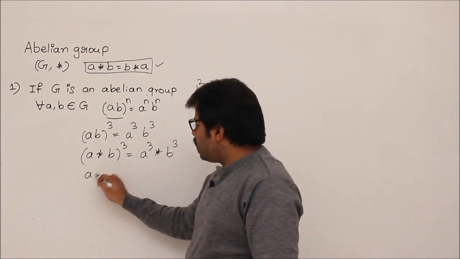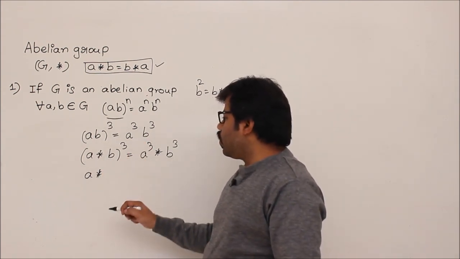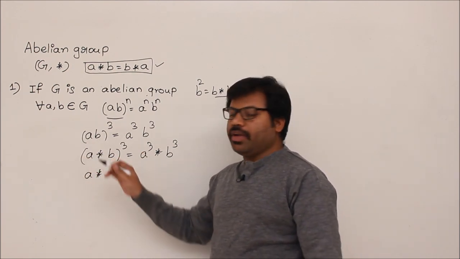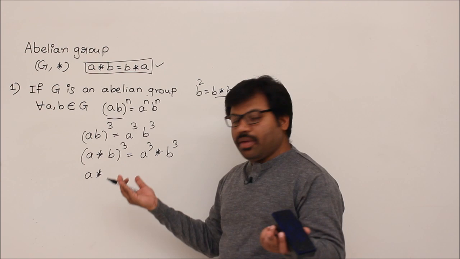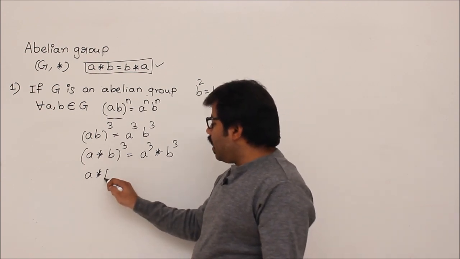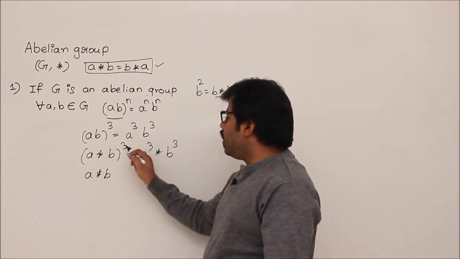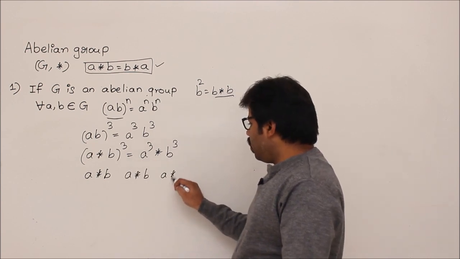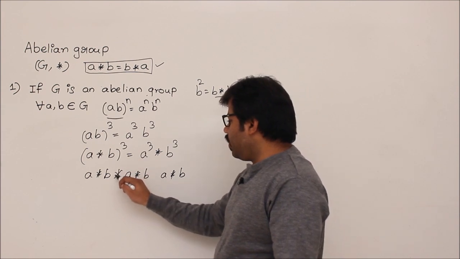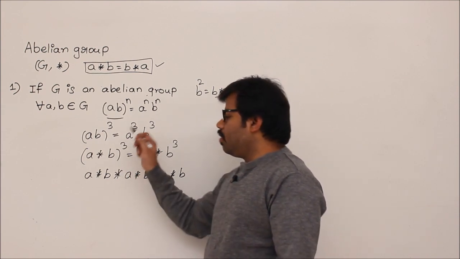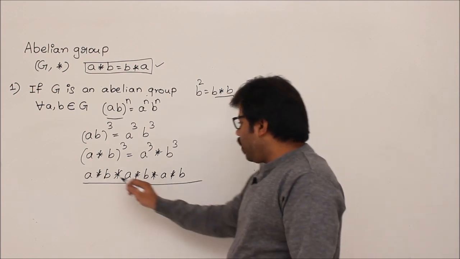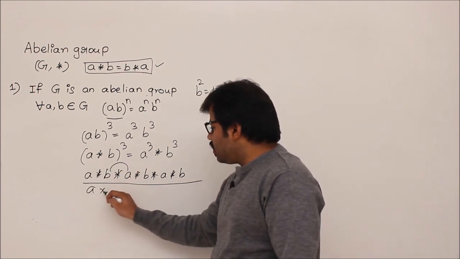Now write a star b. What is the meaning of (a star b) whole cube? a star b is an element, correct? When you apply star between two elements, you get another element, whatever that element may be. But that element I have to write how many times? 3 times: a star b, a star b, a star b, and we have to apply star between them. That is what (a star b) power 3 means, correct? Now you see, b star a is nothing but a star b, correct?